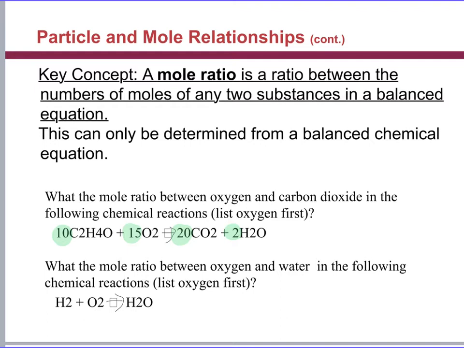Okay, so it says, what's the mole ratio between oxygen and carbon dioxide? So our oxygen, it looks like it's right here. O2 is oxygen. And okay, here's our carbon dioxide. And then it says list oxygen first.